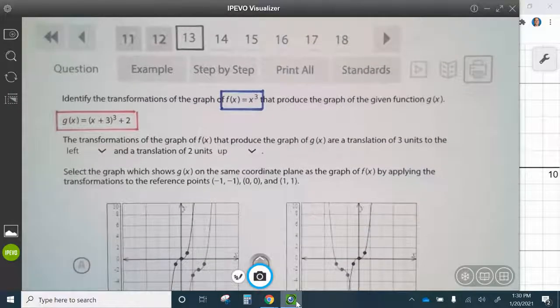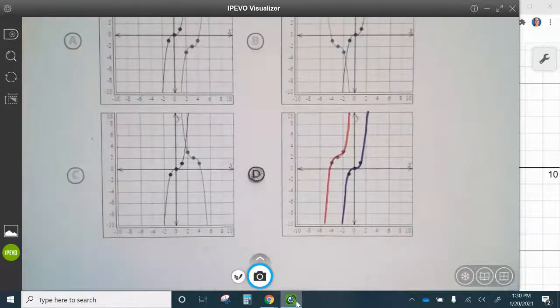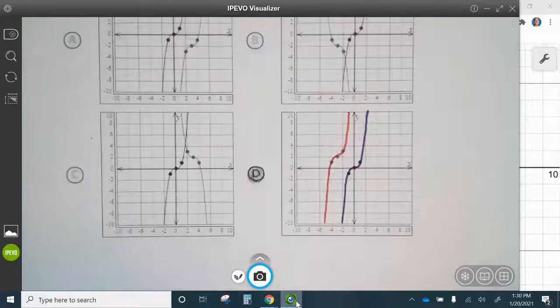So the transformations of the graph of f of x that produce the graph of g of x are a translation of 3 units to the left and a translation of 2 units up. And we can see that that matches graph D. All right, let's take a look at question 14.